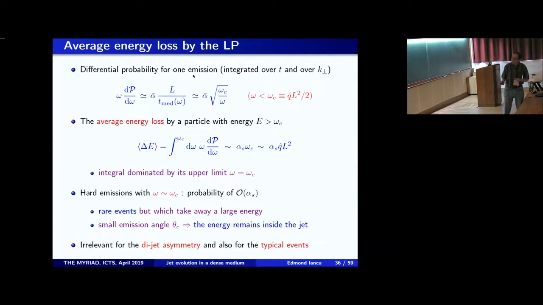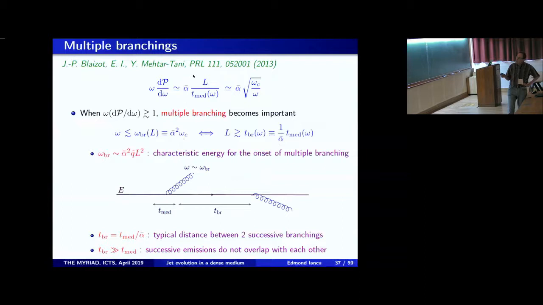So now I look at what is relevant. I look again at this emission probability, and now I ask the question, what is the typical energy loss? What's the typical radiation? Typical means probability of order one. So when this is of order one, I have a typical process, which occurs in any event, event by event, not in a rare event. This being of order one, you see, this becomes large if either L is large enough or omega is small enough. So you can solve the criterion that it is of order one, when multiple branching becomes important, in two ways.